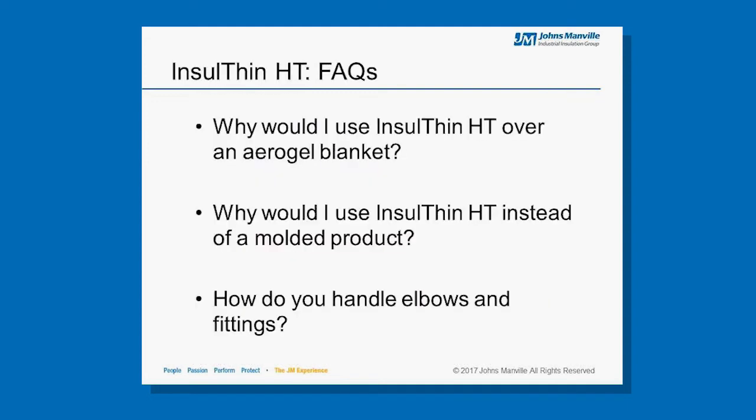So the question that we typically get: why would I use InsulThin HT over a silica aerogel blanket? The performance is more consistent. We showed that with regards to the thermal shift. It has better corrosion mitigation if you look at C1617, which is the most widely accepted corrosion mitigation standard and test method. Blankets, however, should be used for specific applications because of their higher cost. You should look at hybrid solutions as a potential way of mitigating those costs to get the benefits of both molded products as well as thin blanket products.